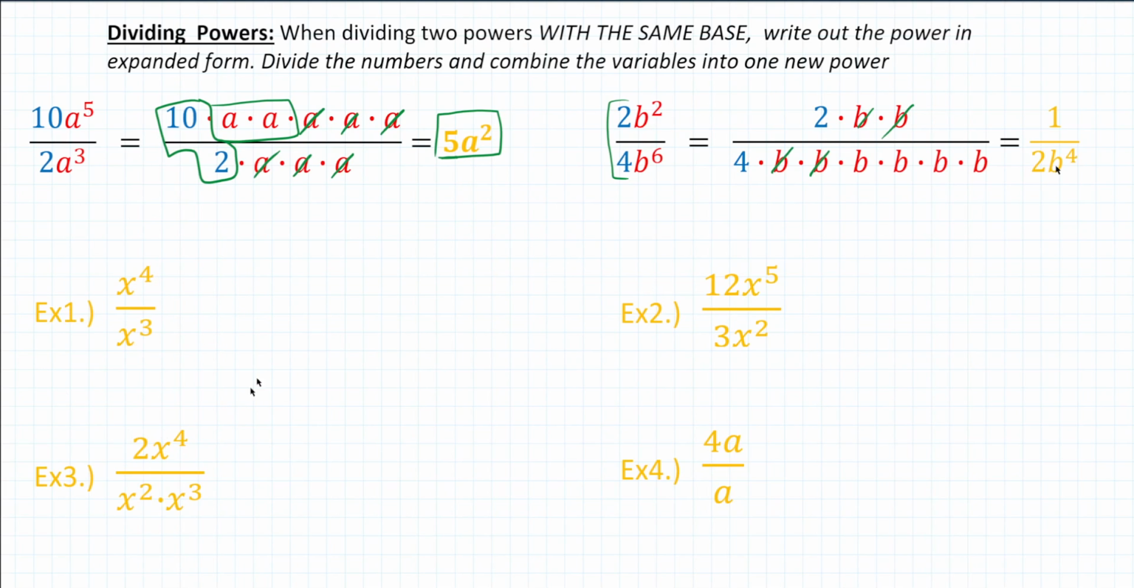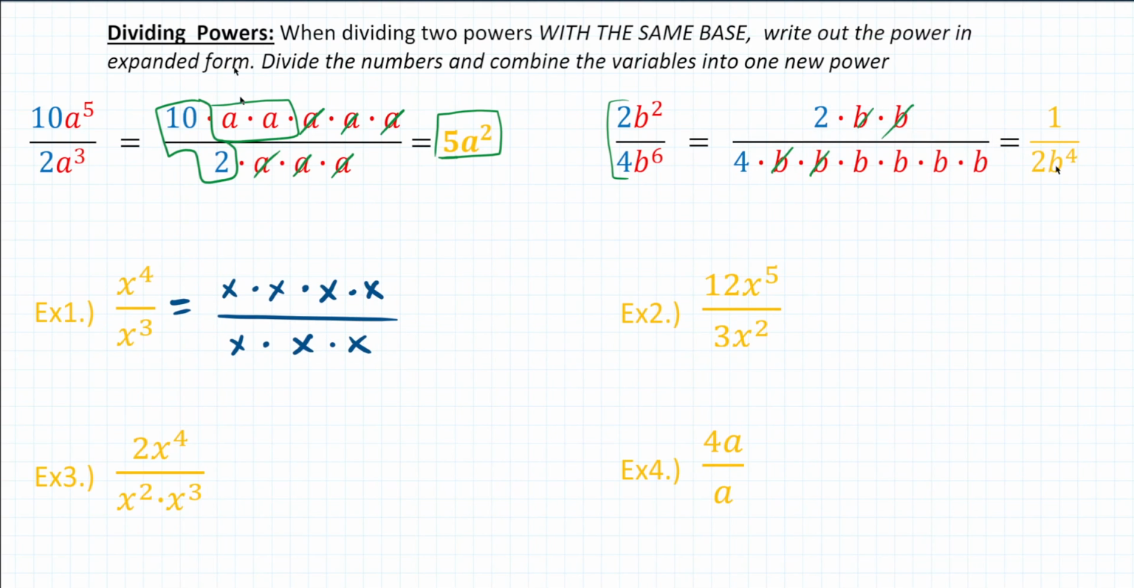Okay. Let's try some examples here. Very straightforward. x to the 4th divided by x to the 3rd. That'd be x times x times x times x divided by x times x times x.